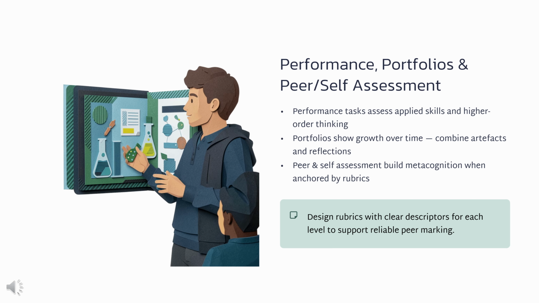The methods presented here are especially relevant to higher order learning. Performance tasks assess applied skill and transfer of knowledge to meaningful situations. Portfolios reveal development over time by combining artifacts with reflective commentary. Peer and self-assessment strengthen metacognitive awareness, provided that the process is guided by clear rubrics. The note on rubric design is particularly significant. Reliability in peer marking does not arise automatically. It depends on precise descriptors and shared criteria. Thus, reflective and participatory assessment still requires methodological discipline.